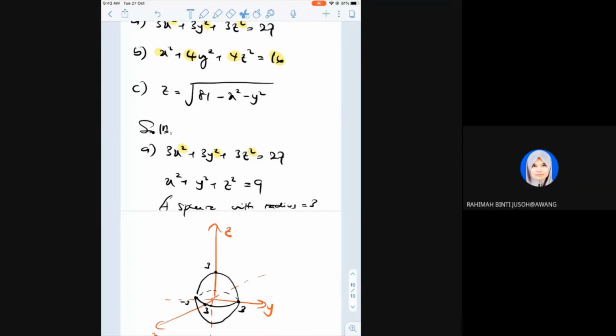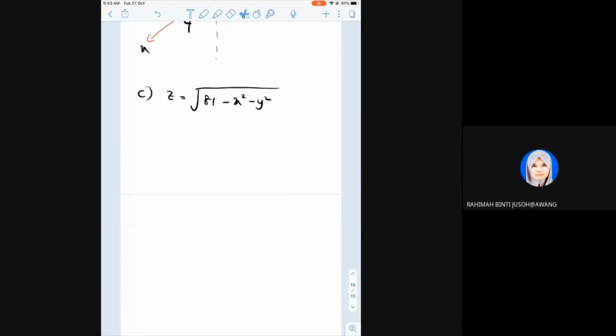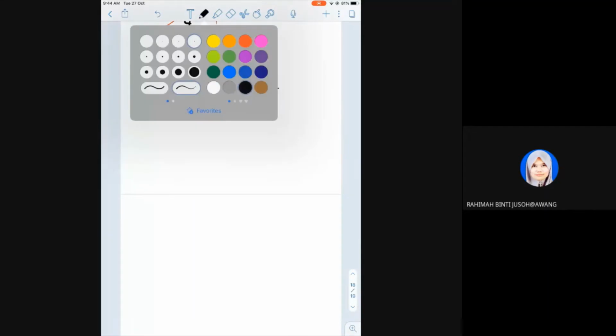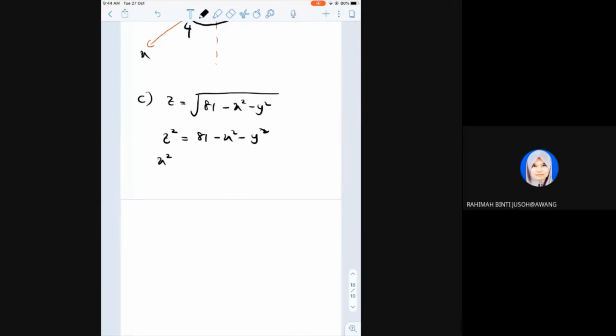Next, question C. Selalu test keluar macam ni, question C ni. Normally lah, biasanya, usually. Okay, paste. Right, now. Don't panic if you have this type of question. What you should do is you have to square both sides. Okay, you need to square both sides. So you will get z squared equals to 81 minus x squared minus y squared. So what you should do now is you have to rearrange the variables. So we have x squared plus y squared plus z squared equals to 81.